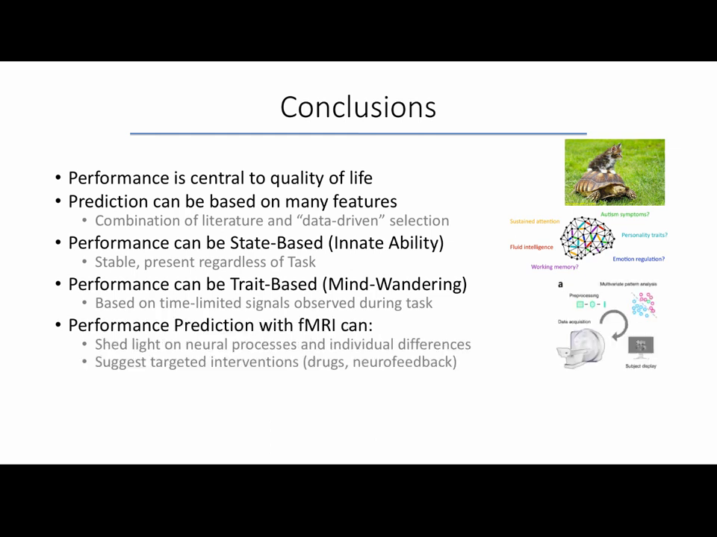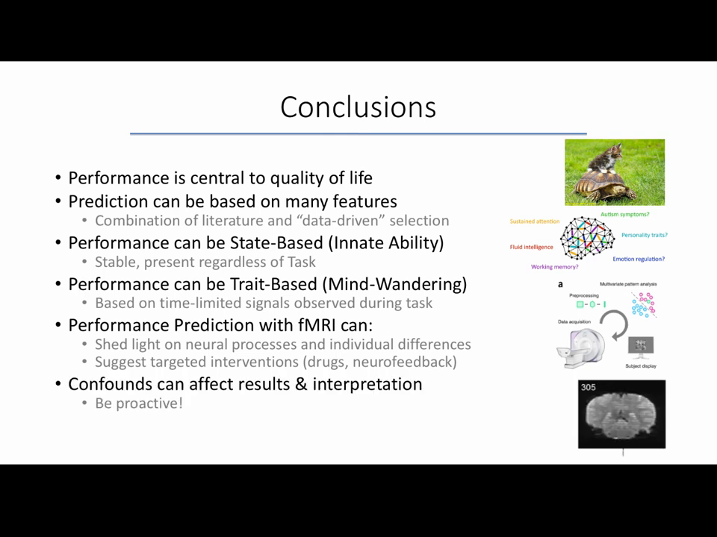When we do performance prediction, we can shed light on neural processes and individual differences. We can start to suggest targeted interventions. And a lot of times these are very testable predictions. But beware, confounds can affect your results and your interpretation. So please be proactive and think about these things before you get too excited about something new you've discovered.